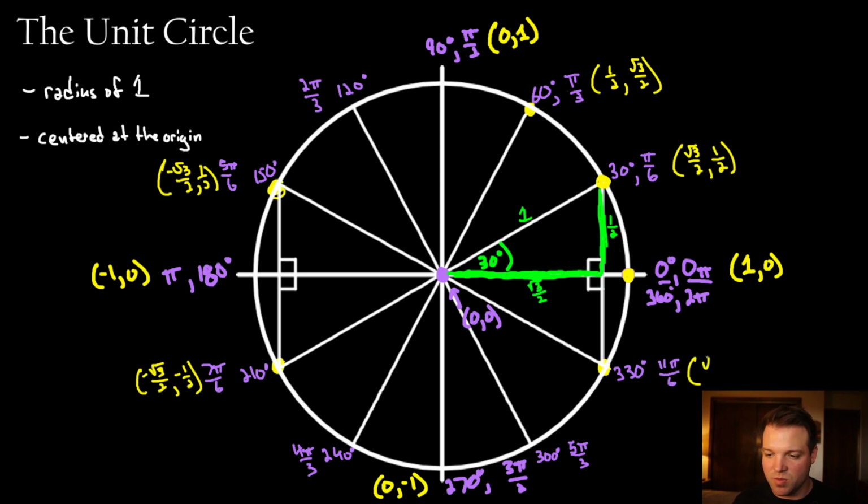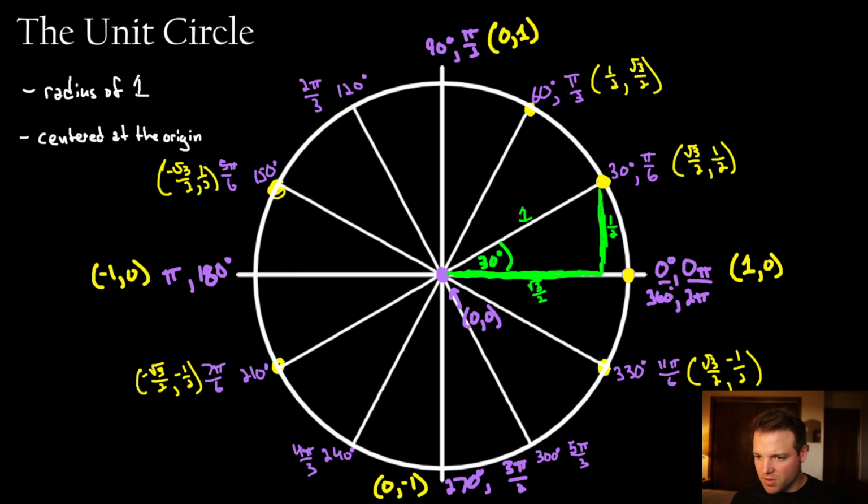But anyway, this would be positive root 3 over 2 because the x is in the positive. And now the y is going down, negative 1/2. Okay? All right. So what I'm going to do now is fill in the rest of this unit circle. Let me turn off the right triangles here. So I'm going to fill in the rest of this unit circle.